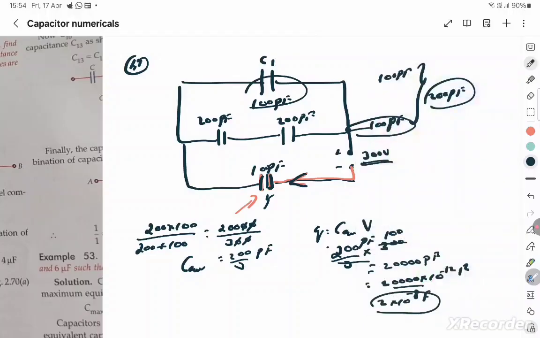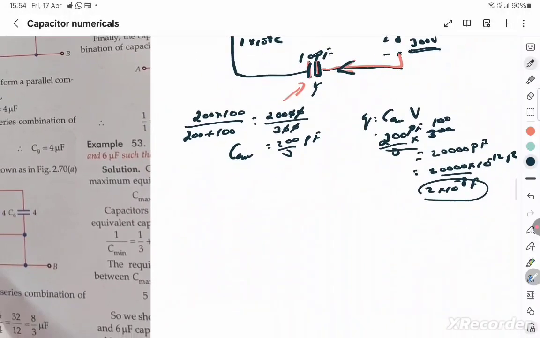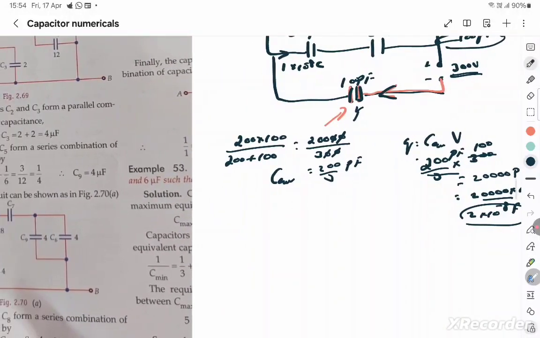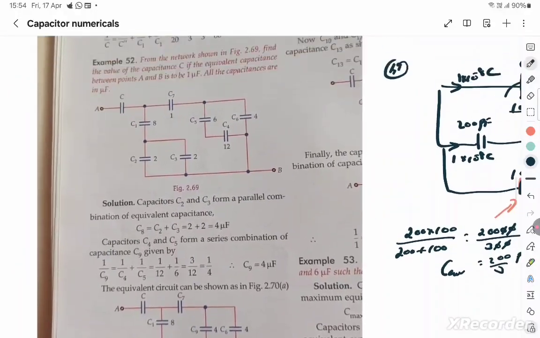So 1 into 10 to the power minus 8 coulomb flows here. Another 1 into 10 to the power minus 8 coulomb flows there. That's all. It's very simple. So those are the two questions which I was not able to cover because I couldn't locate the photograph.